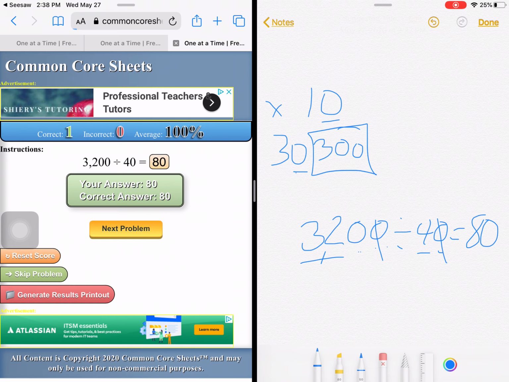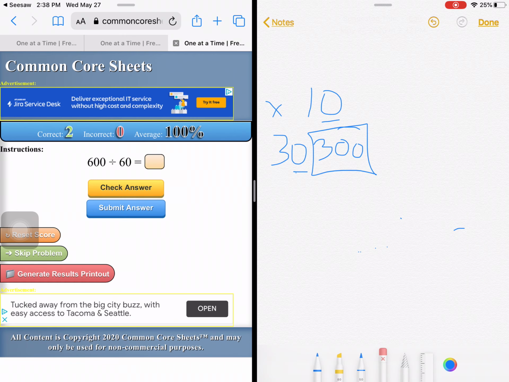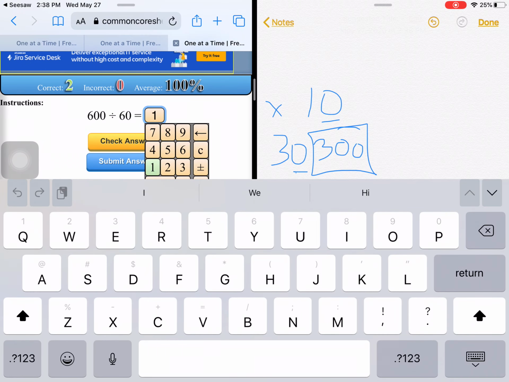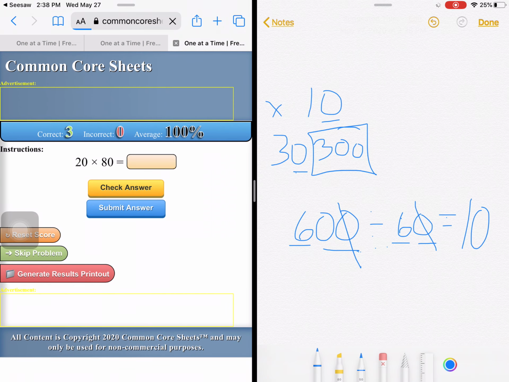Let's try another one. So 600 divided by 60, good thing I looked again. I know that 6 divided by 6 is 1, and then there's 2 zeros here and 1 0 here, so if I take the 0 away from each side, there would be 1 0 left. So 10. Yep, that's it.